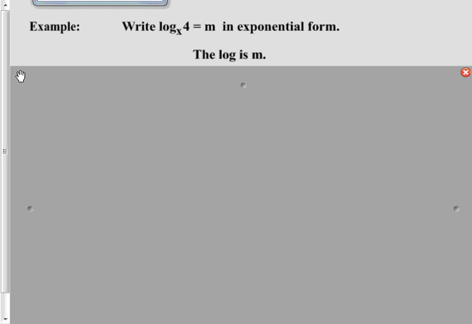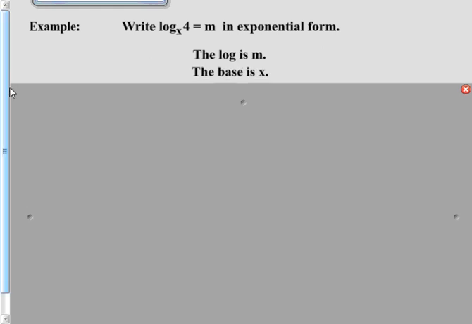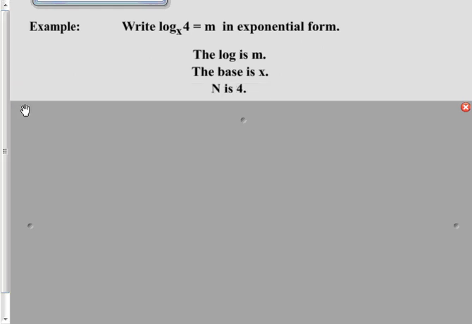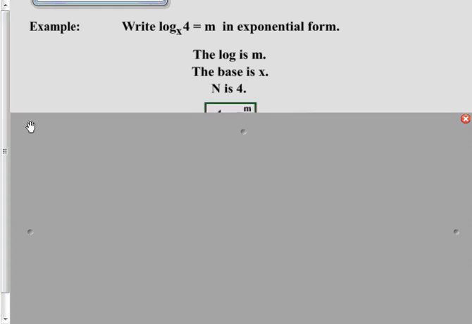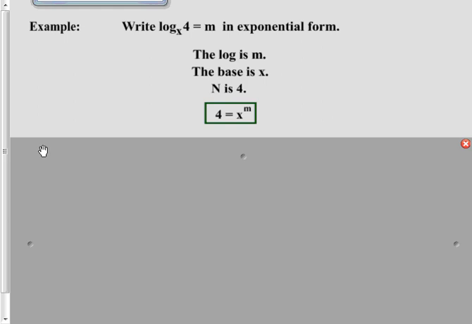The logarithm in this problem is m. It is isolated away from the log. The base of the problem is x in this case. And the n value is 4. Okay, so using that information and converting into exponential form, we have 4, which is the n value, is equal to the base raised to the logarithm, that is x to the m.